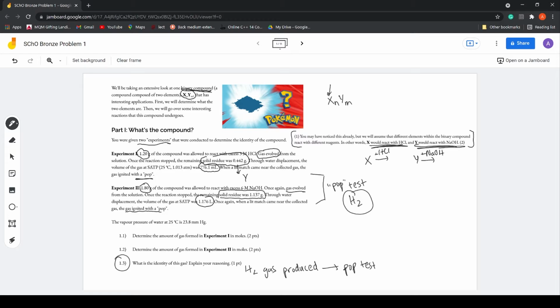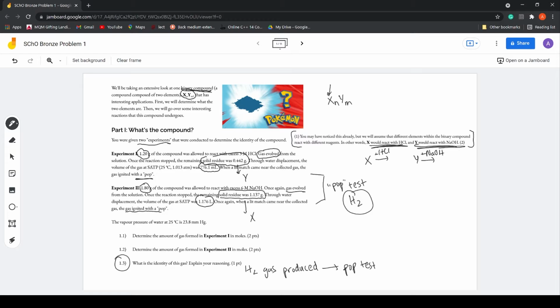And with experiment 2, the same thing is happening except with Y instead of X. So we have NaOH reacting with the compound, but remember, Y is the only thing that reacts with NaOH, so the X is the one that's left behind. So our solid residue is X. This is going to be important, and that's where this clue comes in really handy. I found it kind of difficult to just assume that without having this clue.